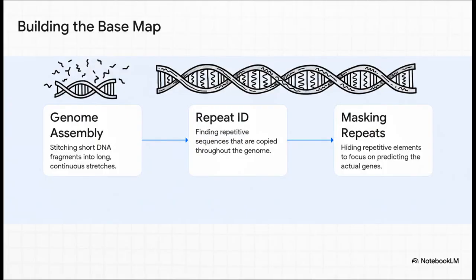So what does that actually mean in practice? Well, first up is genome assembly. You see, DNA sequencers don't give you the whole code in one go. They spit out millions of tiny short fragments. Assembly is this huge computational puzzle of stitching all those little pieces back together into long, continuous strings. Then, once we've got that, we move on to repeat identification, which is basically finding all the parts of the genome that are just the same sequence repeated over and over and over again.